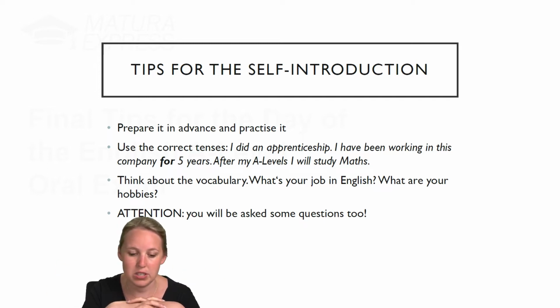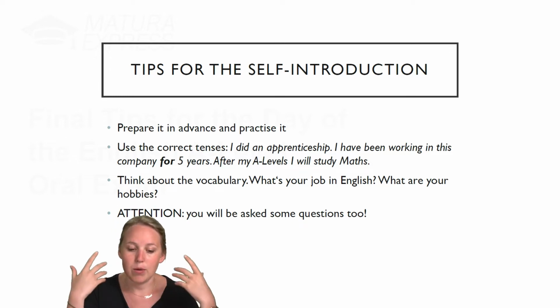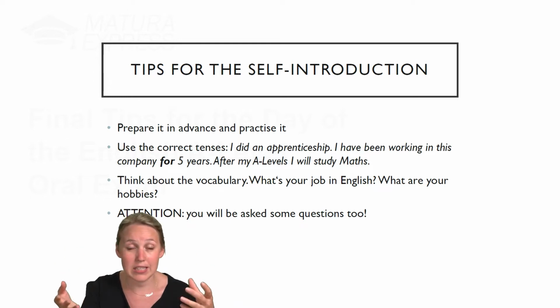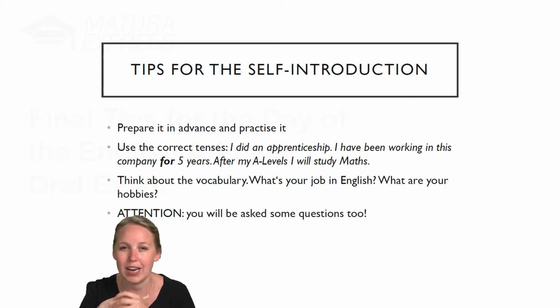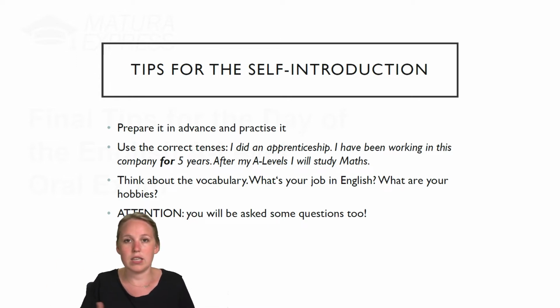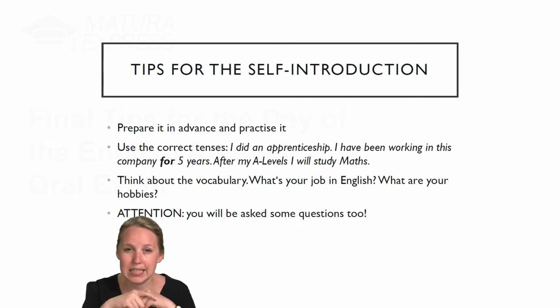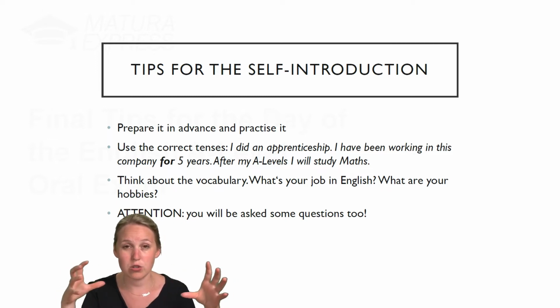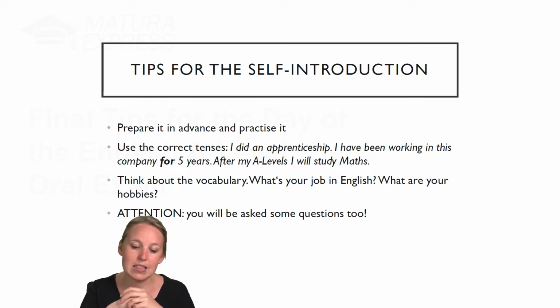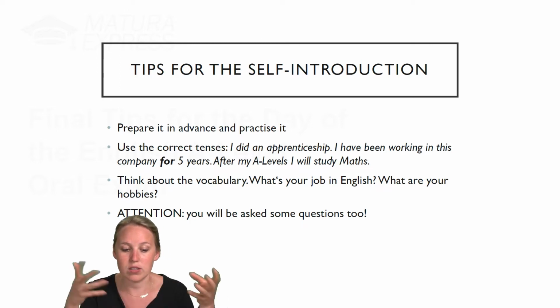What's very important in the self-introduction part is the correct tenses, because you talk about your past, the present, and the future. So please use the correct tenses. For example, I did an apprenticeship. It's in the past, it's over, so you did it. I have been working in this company for 5 years. We need for, not since, because since is for a point in the past, and for is for a duration. So we have this 5 years, and therefore we need the present perfect continuous, because you are still working there.